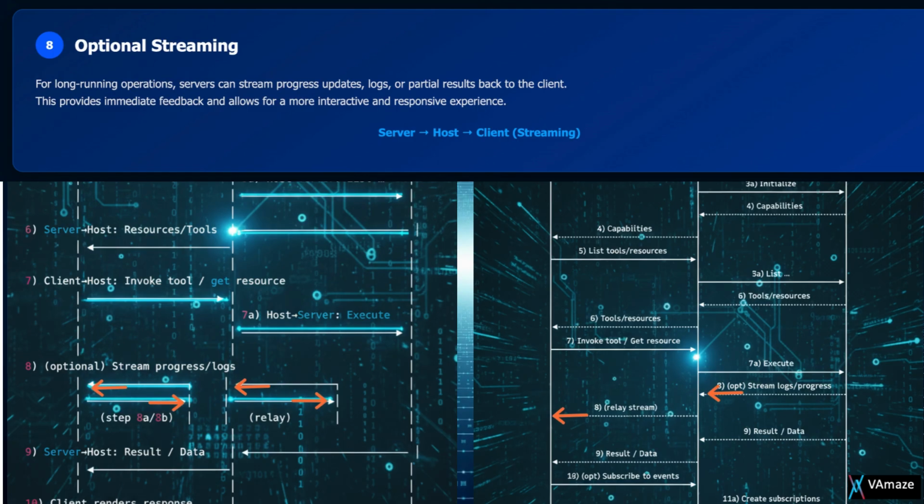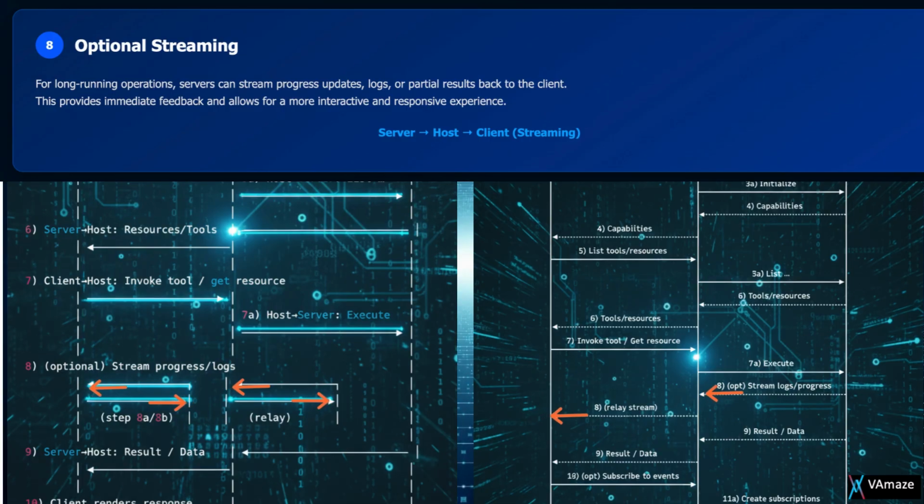Step 8. Optional streaming. Step 8 introduces an optional but powerful feature, real-time streaming. For long-running operations, servers can stream progress updates, logs, or partial results back to the client. Imagine Claude is analyzing a large code base or processing extensive documentation. Instead of waiting for the entire operation to complete, the server can stream progress updates: processed 25% of files, found 3 relevant documentation sections, currently analyzing function definitions. The host relays these streaming updates to the client in near real time, providing immediate feedback and allowing for a much more interactive and responsive experience.